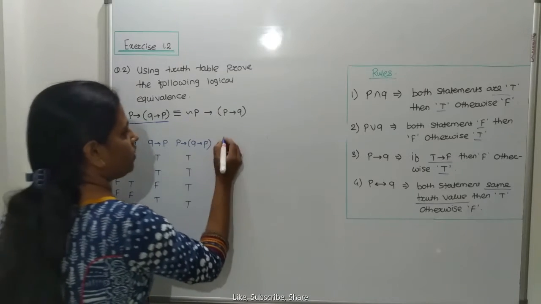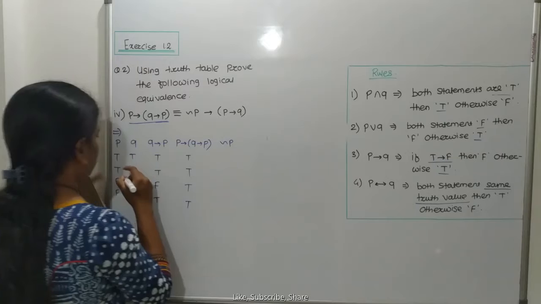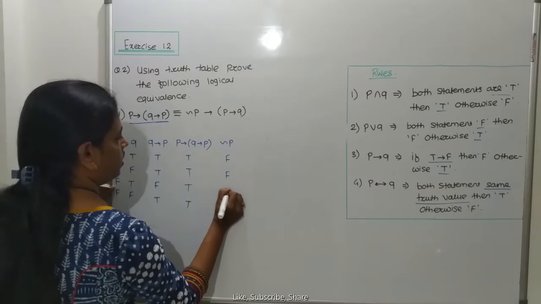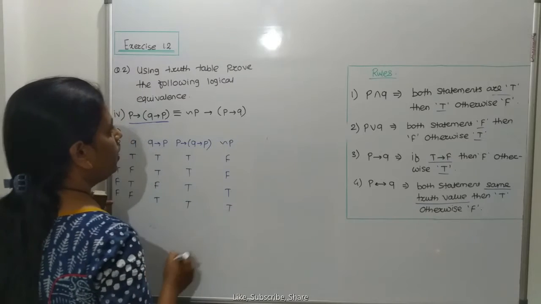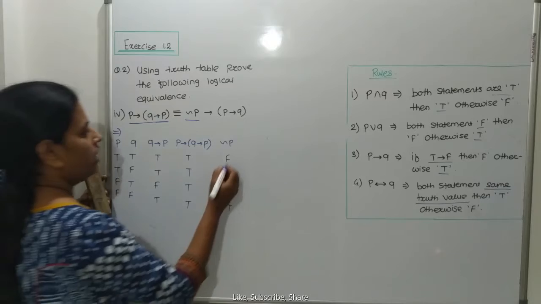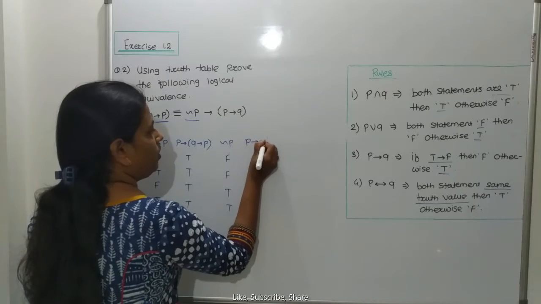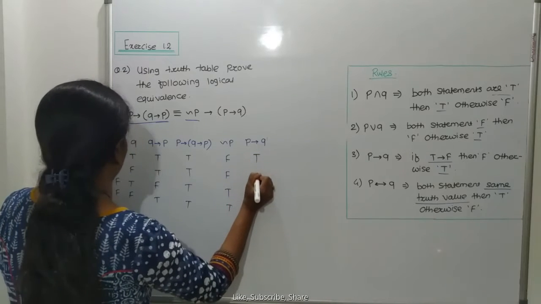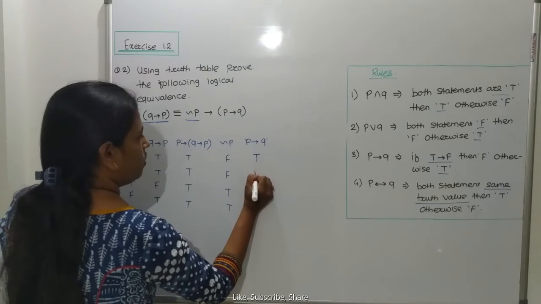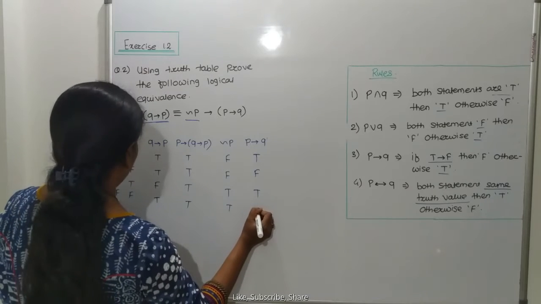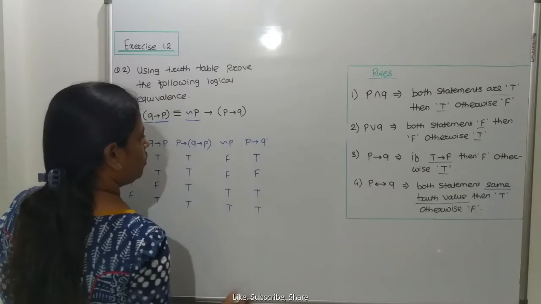Now next we have to solve this one. We have to calculate first not of P. So true is false, this one is also false, this is true and this one is true. Now next we have to calculate this part, that is P single implication Q. P single implication Q: true, true, false, false, true, true, true. Clear?